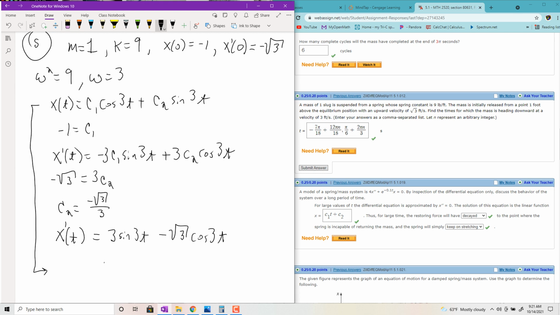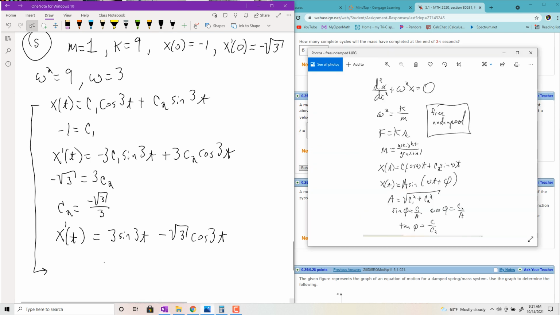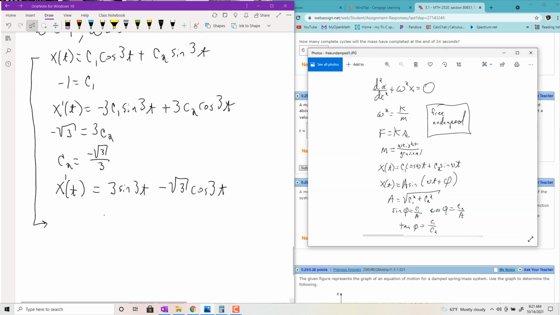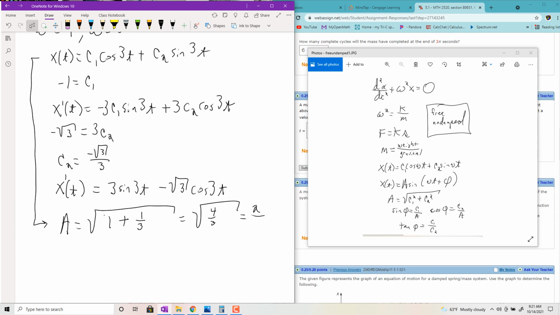Okay, so what do I need to do that? Let me pop out my cheat sheet here. I need this A value, and A is going to be the square root of c1 squared, which is 1, plus c2 squared, which will be 3 over 9, which is 1/3. Then that's going to be the square root of 3/3 plus 1/3, which is 4/3. So that's going to be 2 over root 3. And then I need to figure out this phi value, that angle you see on the right, in A sine of omega t plus phi.